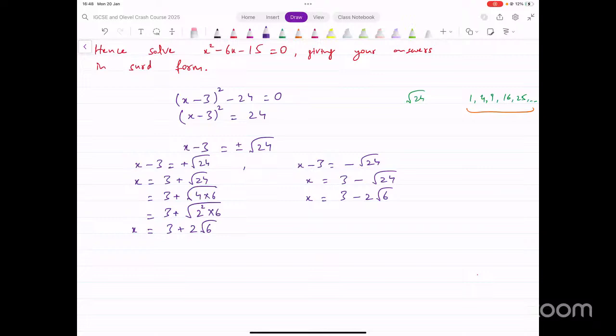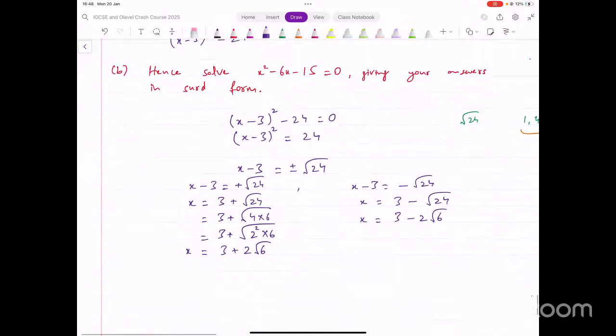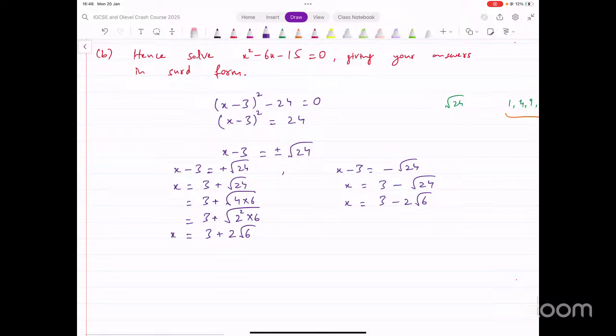All right, so this is something that you also need to be able to do. In the first part, they might ask you to complete the square of a function, and then in the next part, you can use that first part to solve that equation. Take the constant to the other side, take square root on both sides. Remember to put plus minus when you take the square root, and then you can find the values of x in surd form like this.